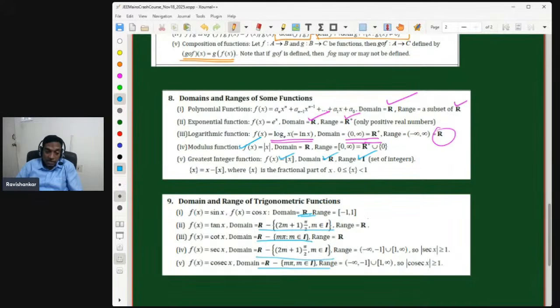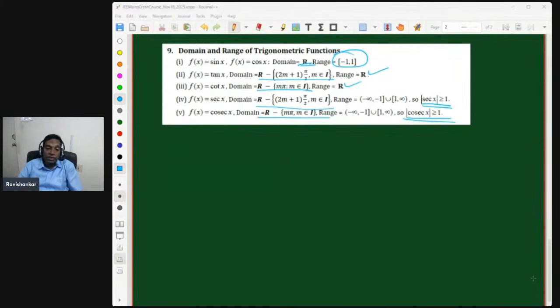And the range is all real numbers for tan x and cot x, minus 1 to 1 for sin x and cos x. And for secant x and cosecant x, mod is always greater than or equal to 1. Keep that in mind.